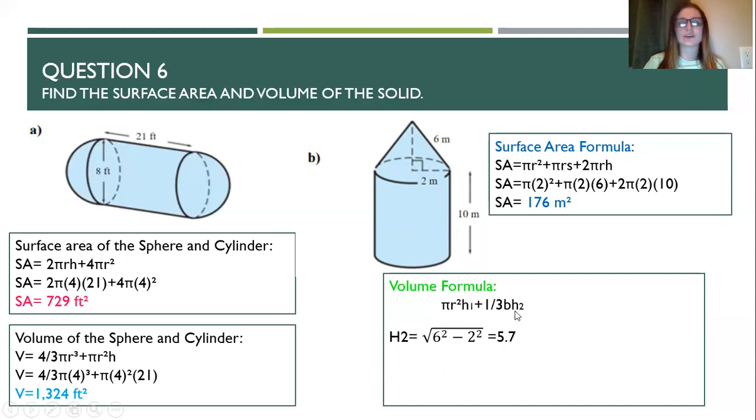So now that we know the second height, we will plug in that number. So volume equals pi times 2 squared times 10 plus 1/2 times pi times 2 squared times 5.7, which is equal to 150. So that is our volume.